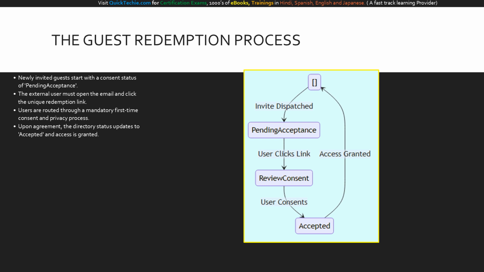Let's look at the state machine diagram on the screen to deeply understand the lifecycle of the consent status. The process begins when the invite is dispatched, placing the guest account into the initial pending acceptance state. The account remains frozen here until the user actively clicks the redemption link in their email. This action transitions them into the review consent state, presenting them with the necessary privacy and access prompts. Once they review the terms and hit accept, the final transition occurs, shifting the account state to accepted. This strict, enforced state progression ensures that no external entity is active in your environment without explicit, tracked consent.